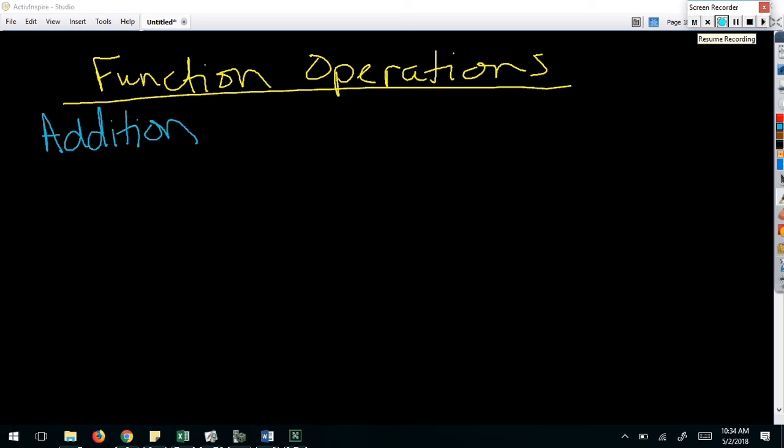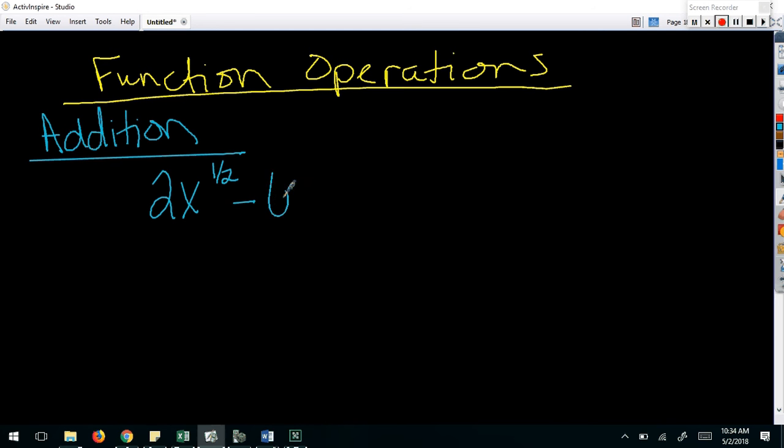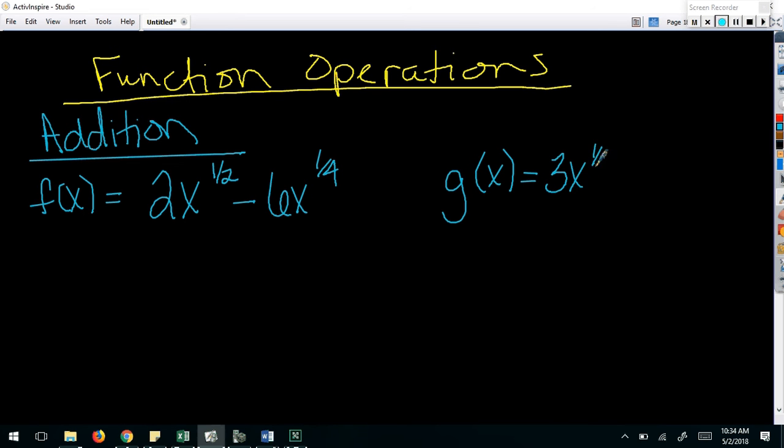The difference is, just like with the exponent properties, we're dealing with fractions now instead of whole numbers. So, maybe I have something like 2x to the 1/2 minus 6x to the 1/4, and I'm going to call that f of x. And remember, that's the same thing as y equals. It's just a way to name the function, okay? And maybe I say g of x is 3x to the 1/2 plus 6. Okay? All right, tell me when you're ready.